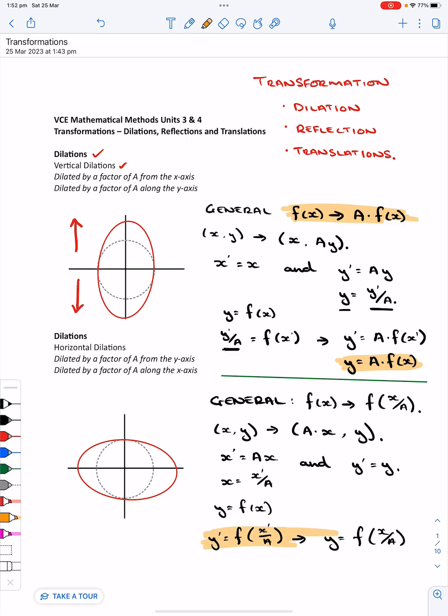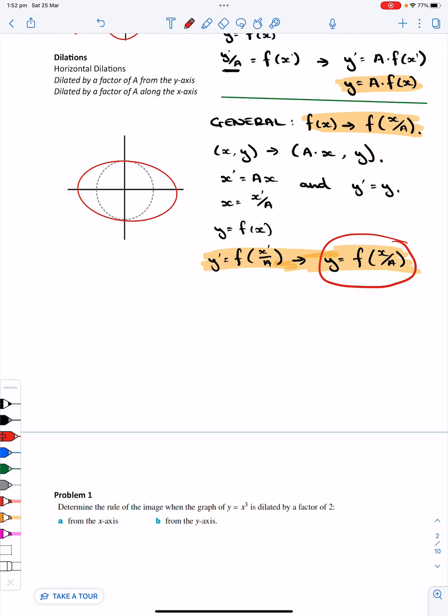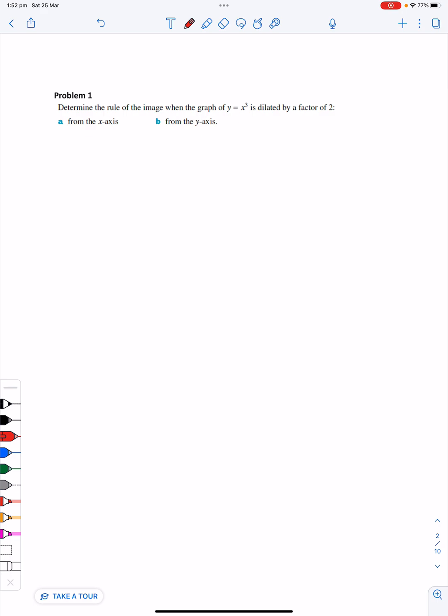And this, if you note, is the same as this expression, especially this section. So that's how the general form of these dilations comes about. But you must read the language. You must be careful to distinguish whether you're dilating vertically or horizontally, and it is all in the language.